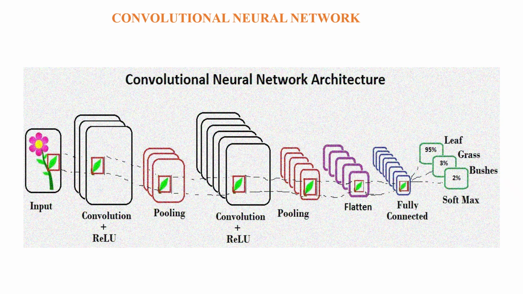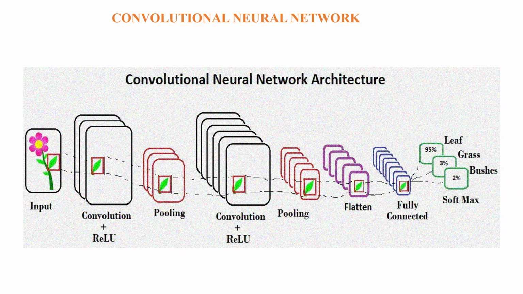This diagram represents the architecture of a convolutional neural network, also called a CNN. It is widely used in image recognition and classification tasks because it can automatically learn the important features from the images. So here the first stage is the input layer. The system receives an input image. In this example, the image contains a flower with different components such as petals, stem and leaves. The image is represented as a matrix of pixel values.